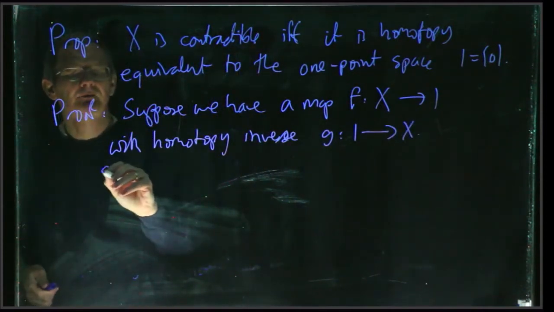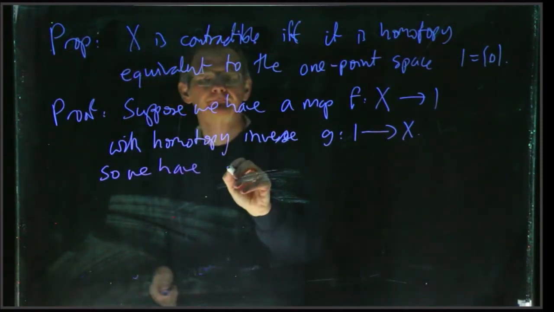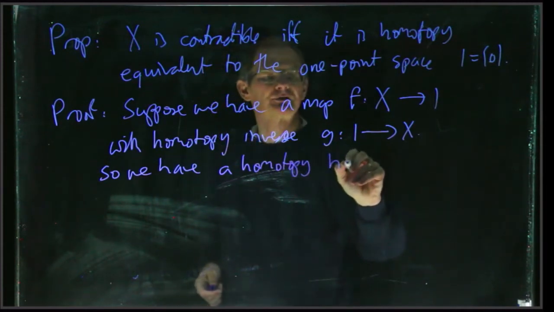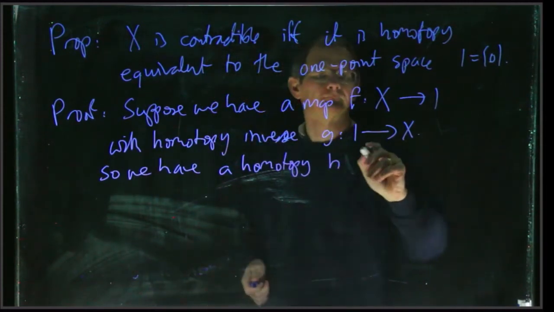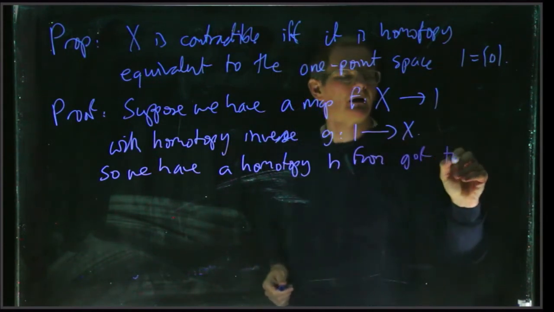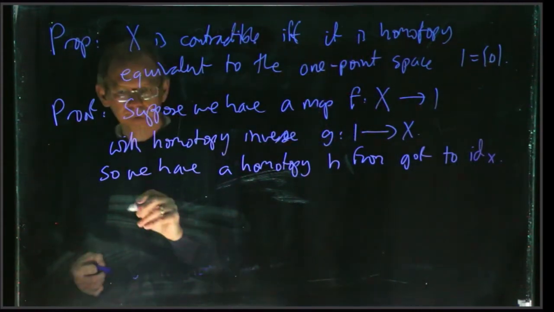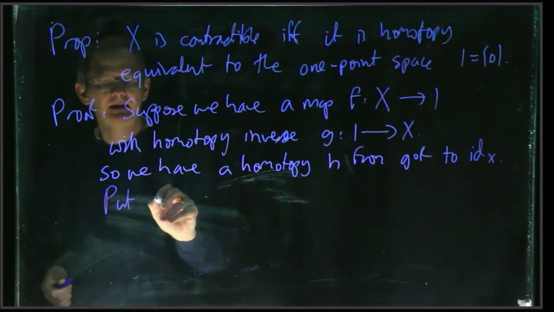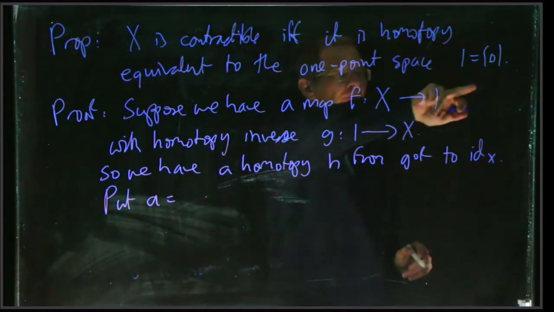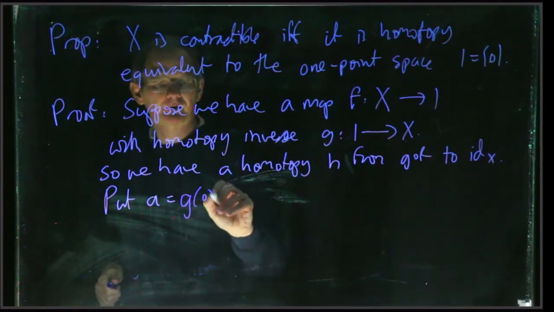Okay, so we have a homotopy H from G composed with F to the identity on X. And so let's just put A, right? So we've got this map G from 1. 1 means the single-point set just containing 0. So we define G of 0, that's an element of X.